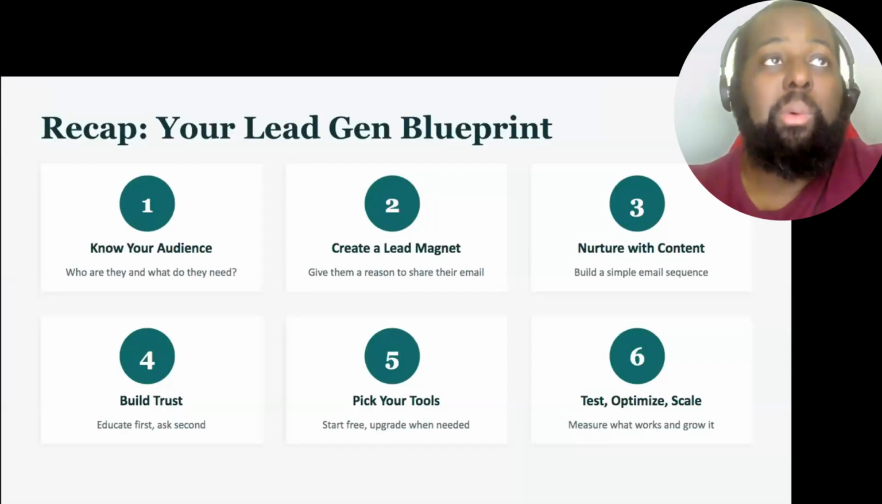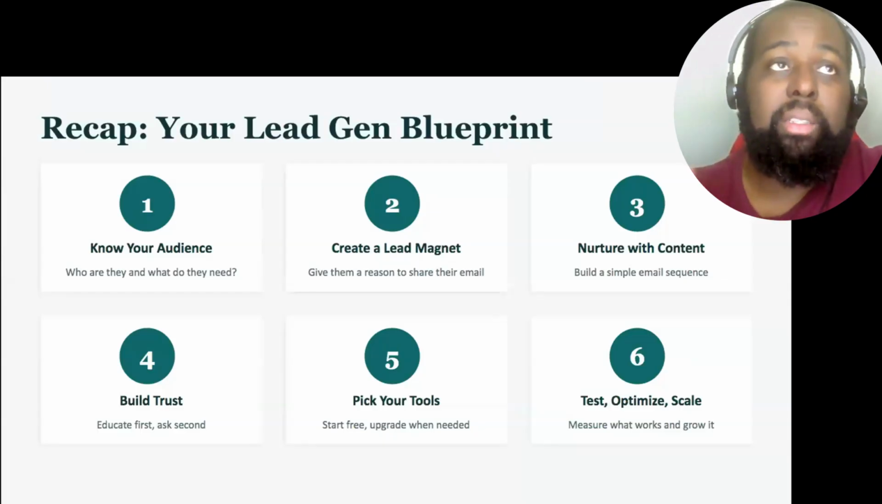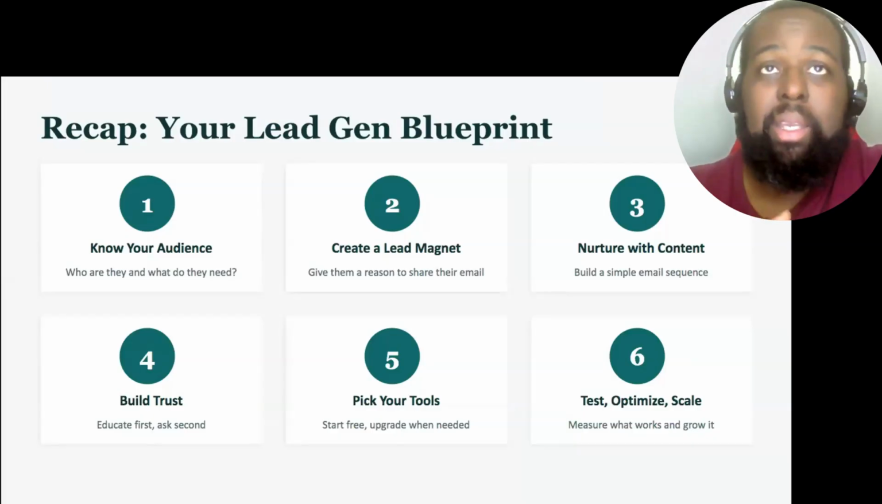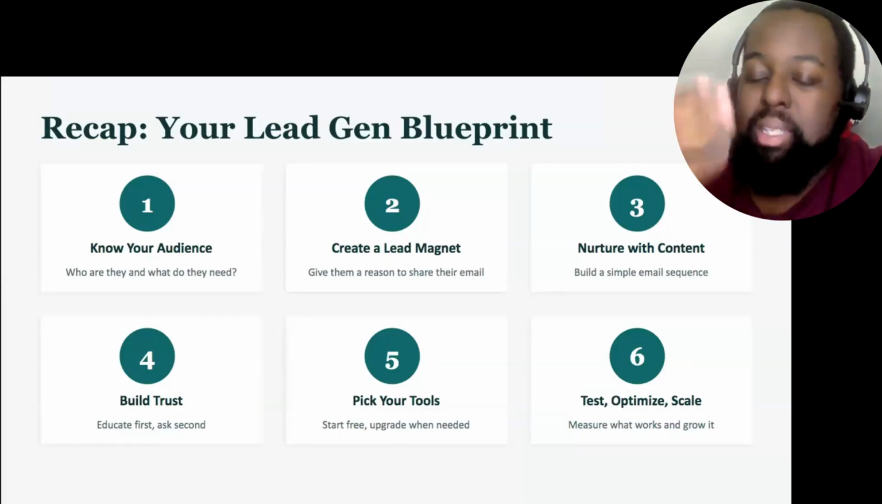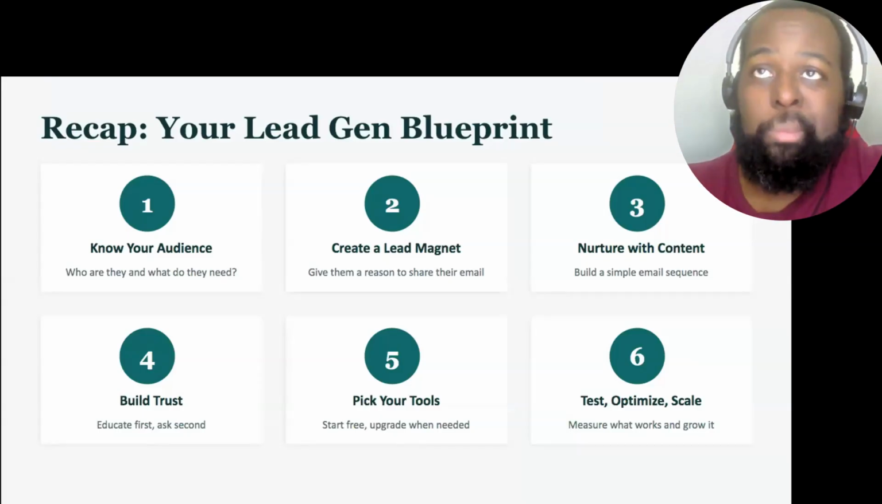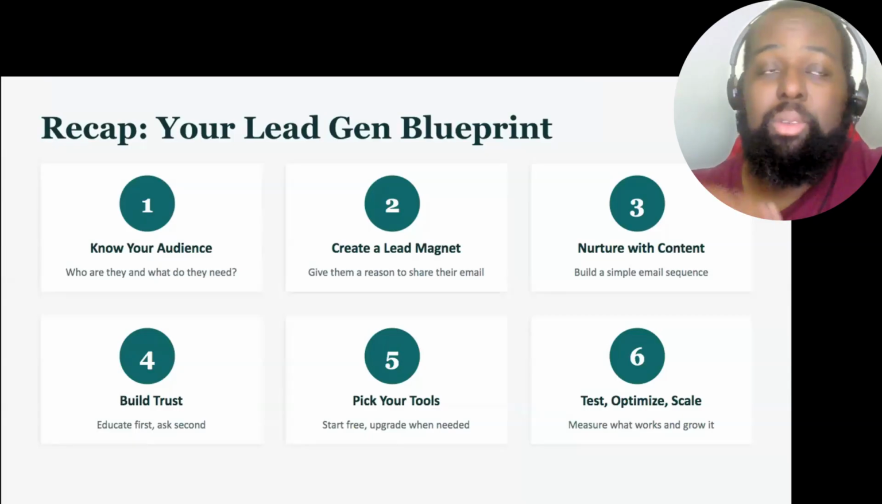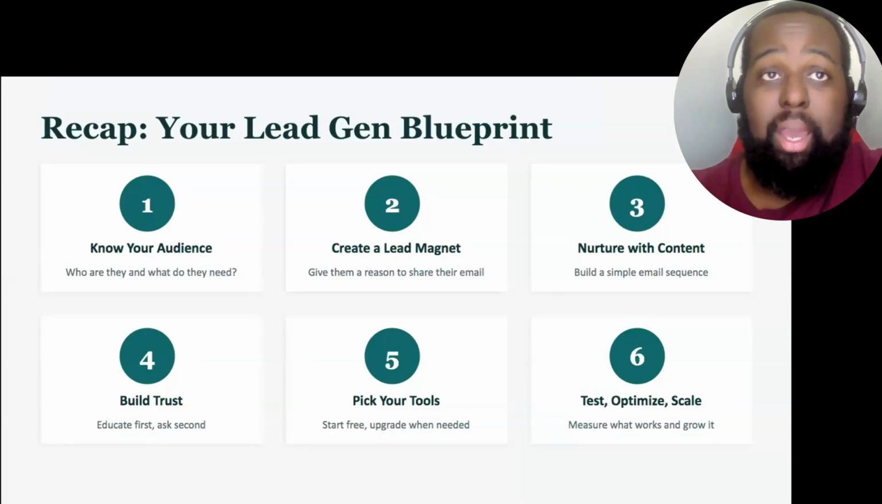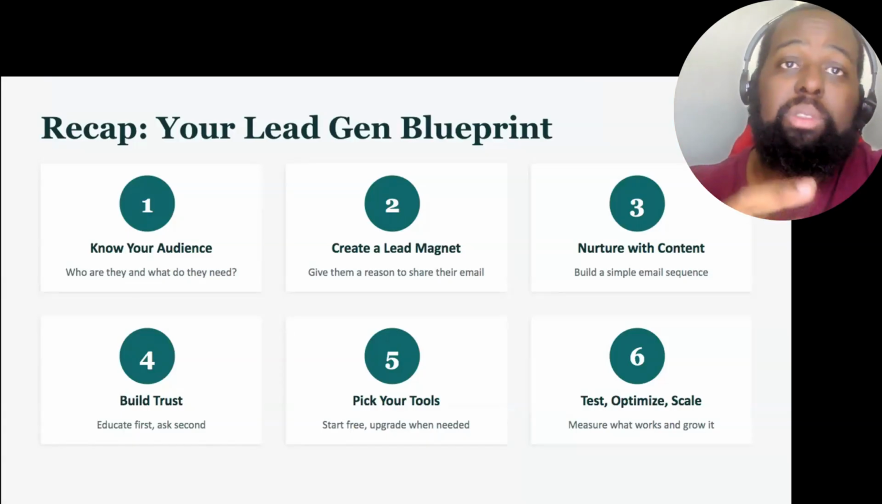So recap. Number one, set your foundation. Know your audience. Who they are, what do they need? Number two, create a lead magnet. Provide some value upfront for free to give them a reason to provide their information. And then number three, whenever they sign up, now you have to build that trust, build that value, nurture them with content through just a simple email sequence from there. And then once you planned all that out, then number five, pick out your tools.